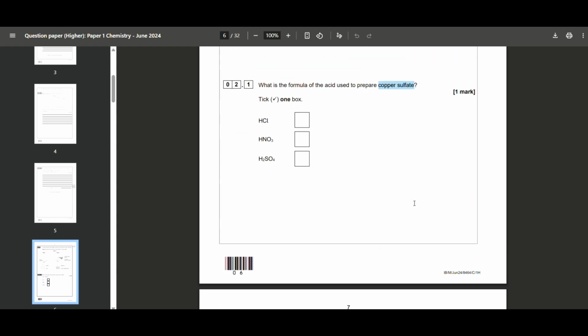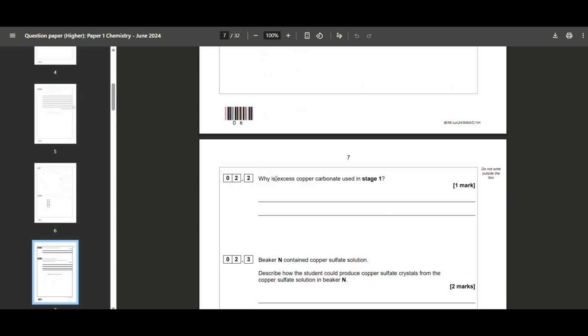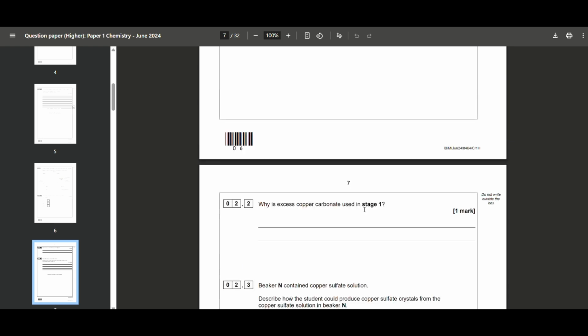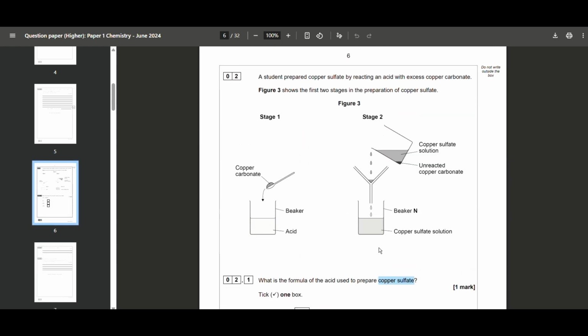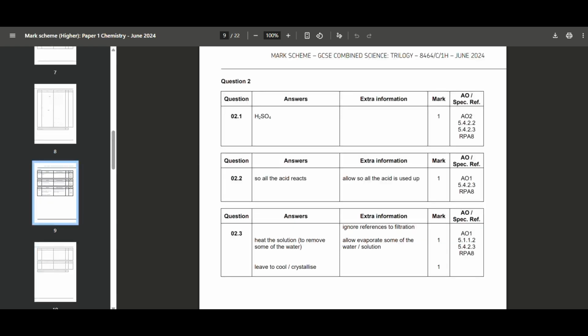Let's have a look at a few further questions and see how the examiner report helps us. So 2.2, why is excess copper carbonate used in stage 1? They put it here in excess. Look at the second one. What is the difference there? You've got the reacted bit, but you've also got unreacted copper carbonate. Now, how has it even reached the stage where it's unreacted? That is because it cannot react anymore, and all of the solution has now reacted. So the answer for this one should have been so that all of the acid reacts.